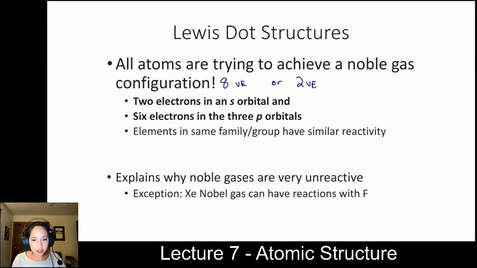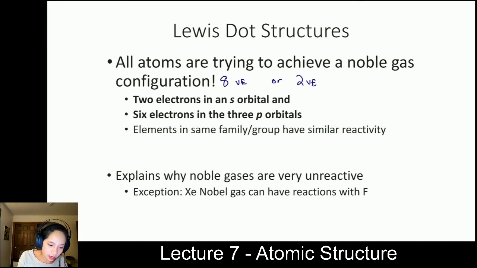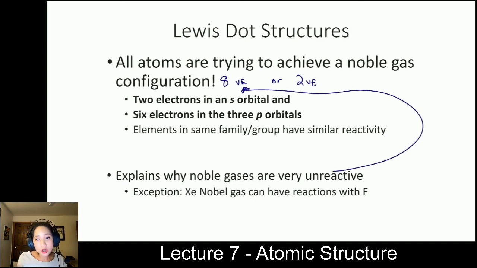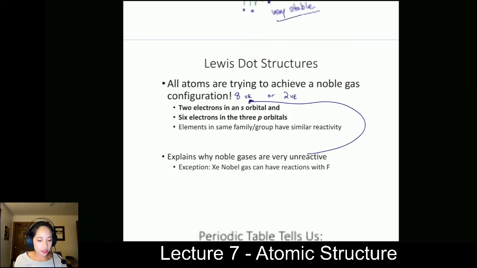Xenon can have reactions, but we're not going to really talk about xenon too often. Just know that noble gases are very unreactive because they have 8 valence electrons. That's why we call them noble gases, because there's already 8 valence electrons. They are already stable elements. There's no need for reactions to occur. Noble gases do not get any energy out of undergoing chemical reactions.